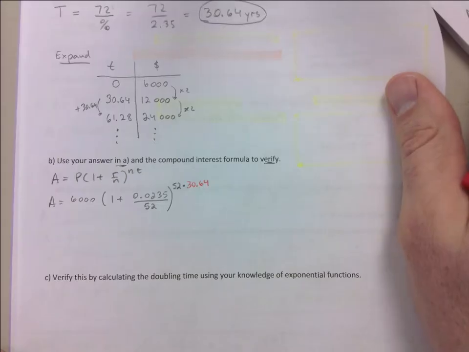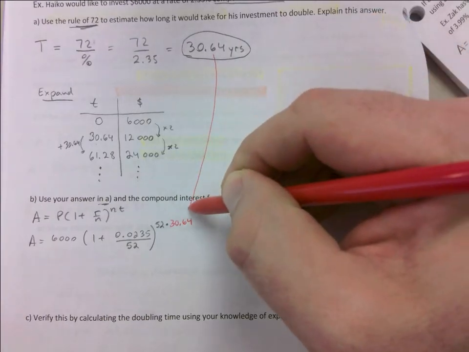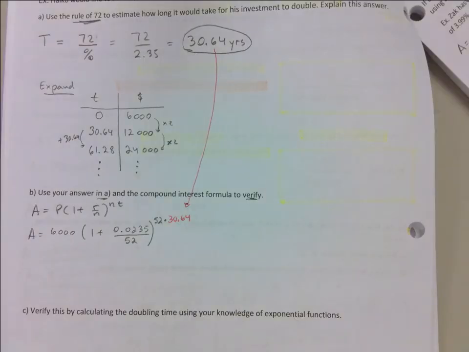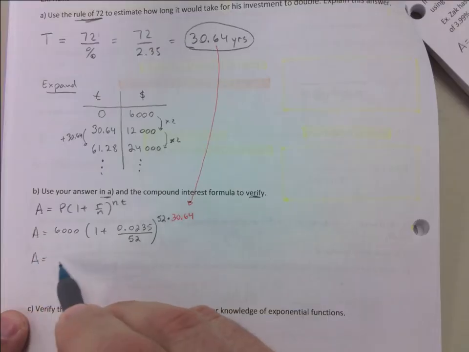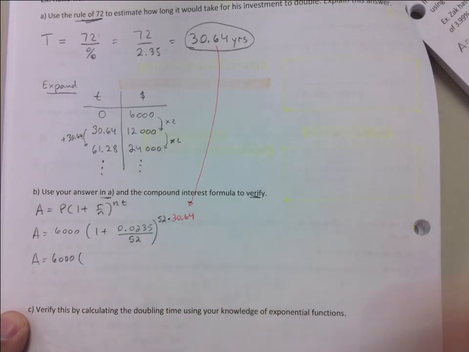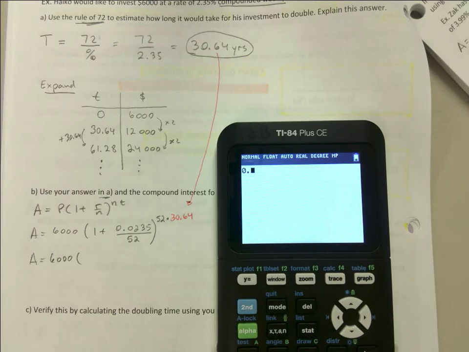I'm using that time. Supposedly, I will have $12,000 after this many years, right? So let's do the math. Let's clean this mess up here. So I go 0.0235. I should say this, okay? I want you to be careful. Don't lose silly marks. If you need to figure out what 2.35% is as a decimal, you go 2.35 divided by 100.